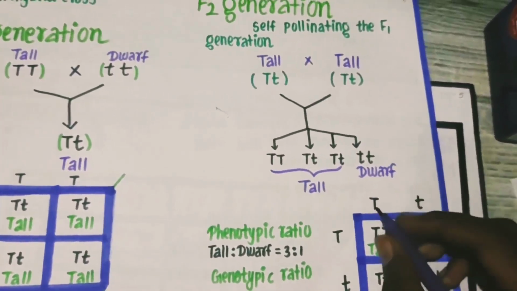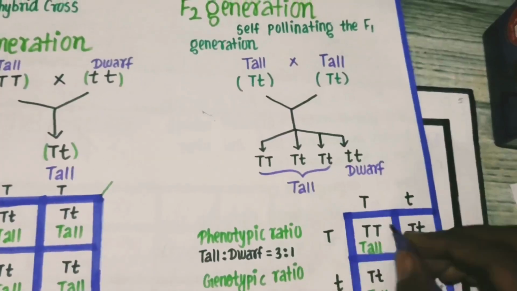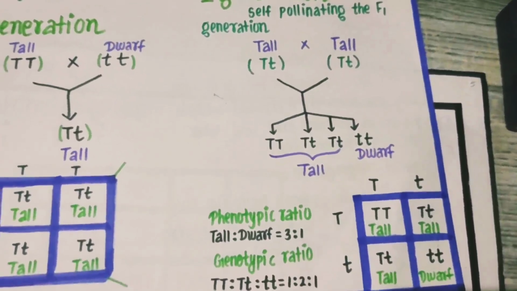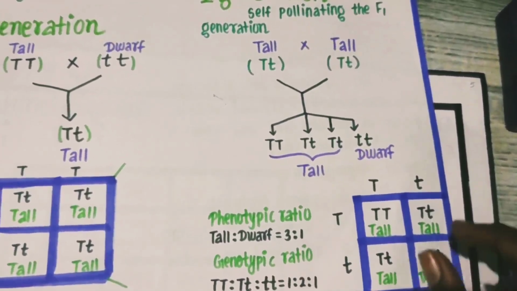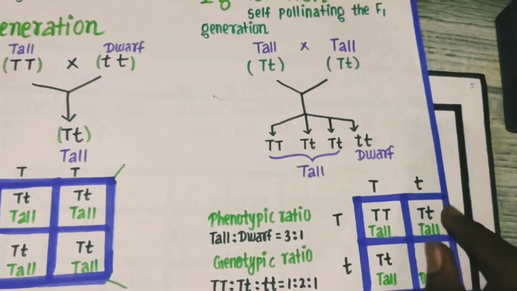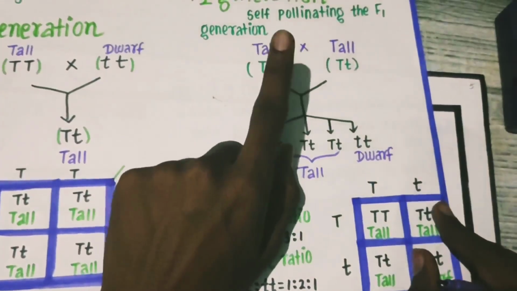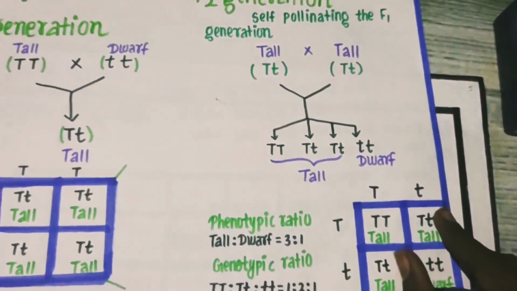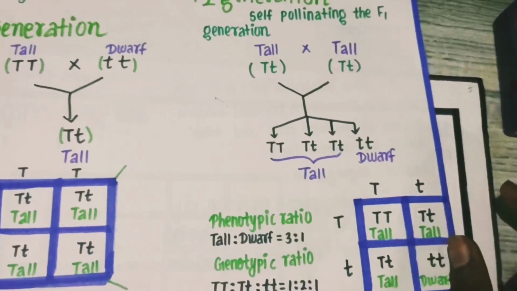Now these gametes are going to fuse. During the process of fertilization, they are going to fuse, right? So now the surprise here is that you are also getting a dwarf plant. When you are crossing this tall plant with another tall plant which is produced in the F1 generation, you are getting dwarf plants also. What is the reason behind that?